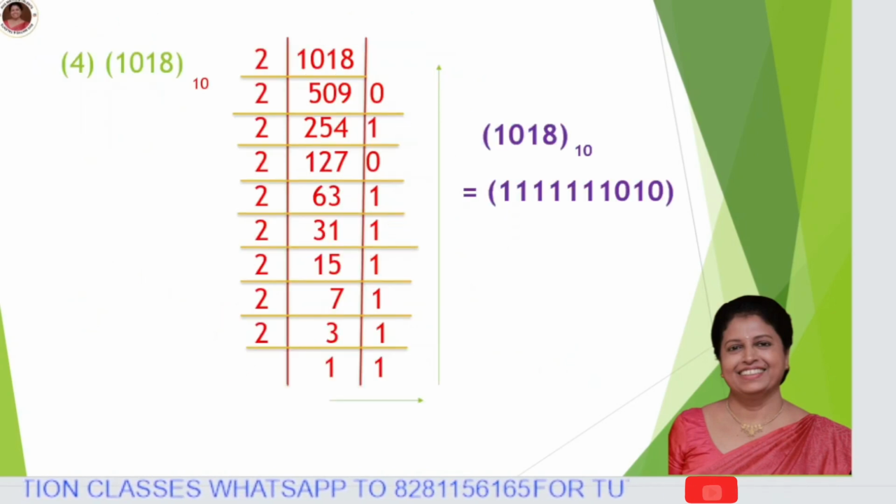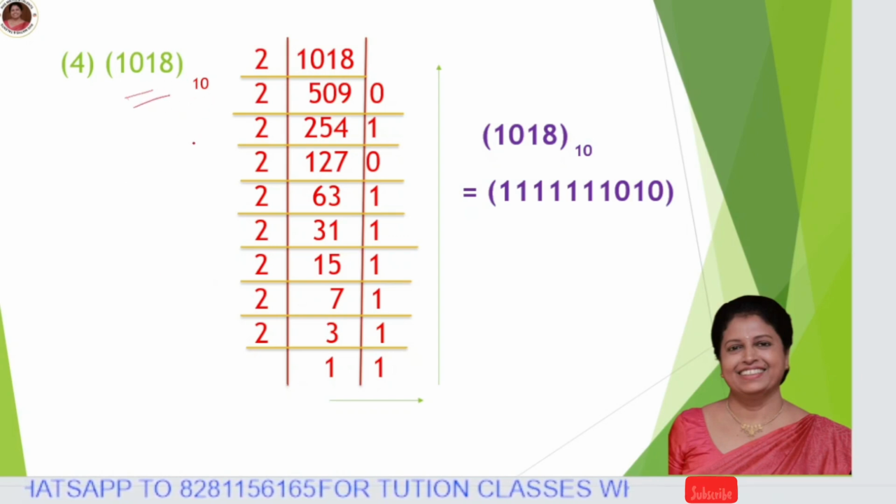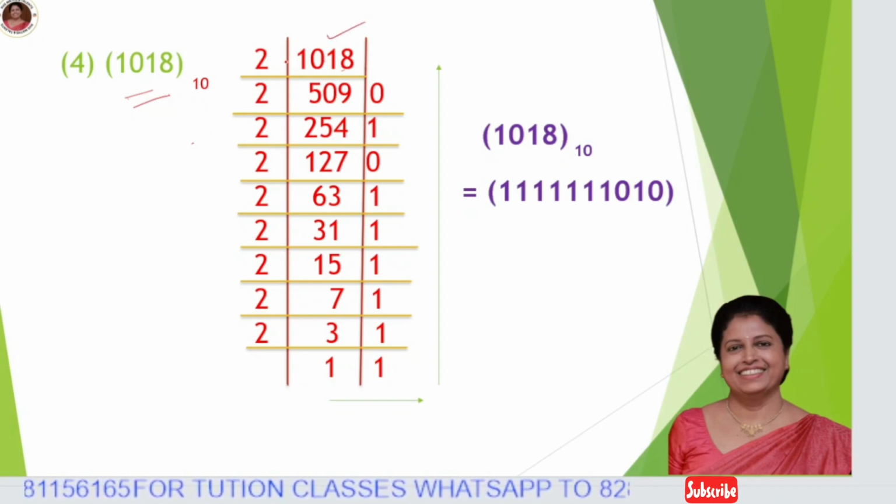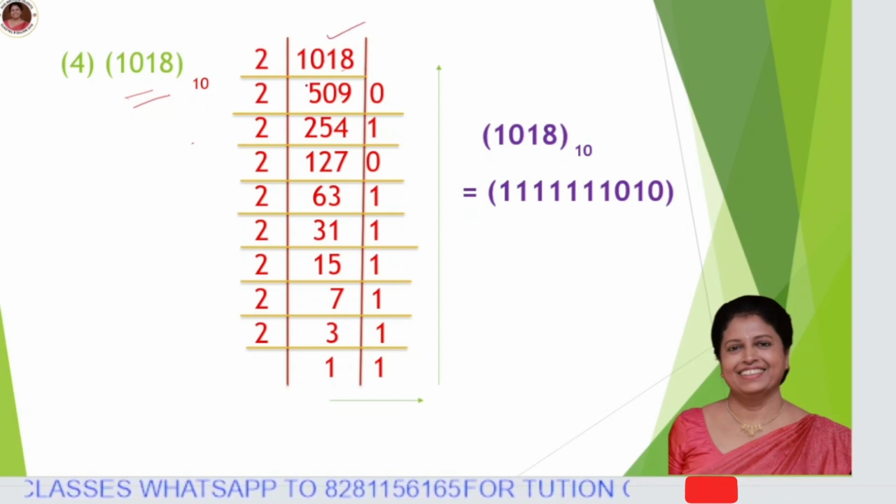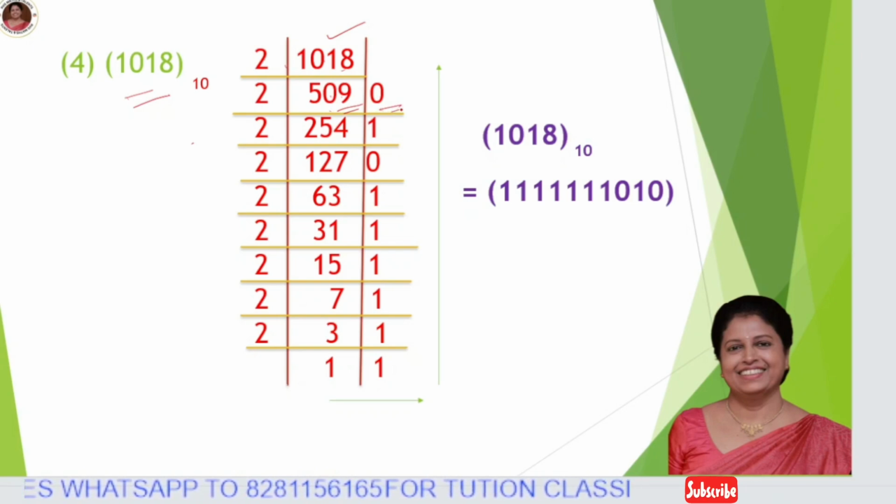So let us do one more example. We have to convert 1018 to a binary number. You start division with 1018. It is divided by 2. We are getting 2 9s are 18, then 0, then 2 5s are 10. So we are getting 509 as the quotient and 0 as the remainder.